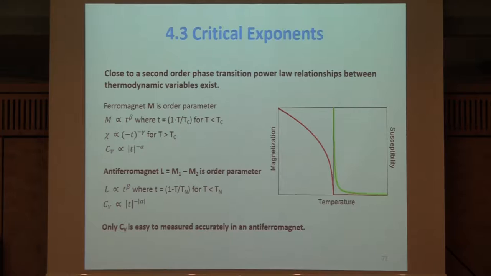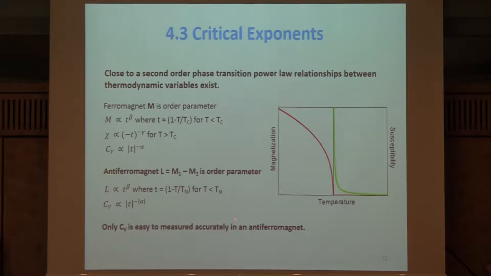As Hannah has told us, the appropriate order parameter in the antiferromagnet is the difference in the magnetization of the sublattices. So you expect this to show the same power-law behavior as the magnetization, but that's really hard to measure, because you'd have to measure this parameter L, which you'd have to get from neutrons or something. And you have to measure accurately close to the critical temperature. That's very hard. To get accurate measurements, you need to be within a percent or so of the critical temperature. So the accessible one is the specific heat.